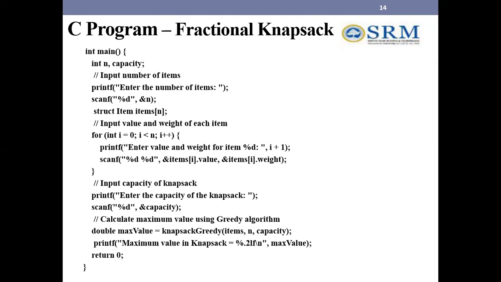Then fill the knapsack, or add items to the knapsack, by using the greedy approach. That function returns the maximum value. The greedy approach function returns the maximum value of subsets that fit into the knapsack. So that value is printed, that is the maximum value, return 0. This process is repeated until the knapsack is full or all items are over.